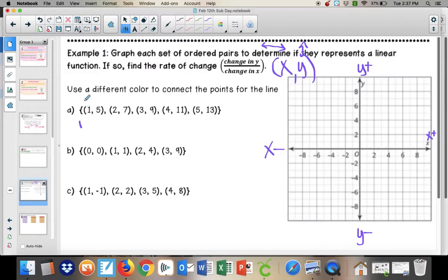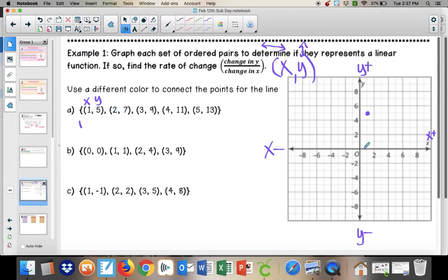So when I start with 1, 5, x is 1, 5 is y. So 1 means, I always start at the origin. I'm going to go 1 to the right because it's positive, so 1. Then I go up 5. 1, 2, 3, 4, 5. And I plot my point.